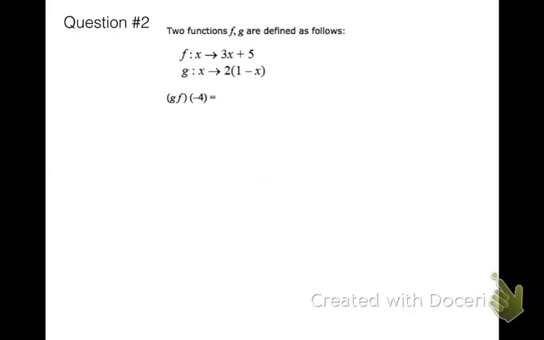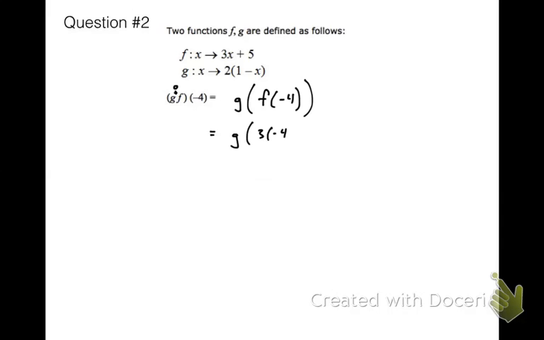So you've got two functions, f and g, and they're defined as follows. And then you are asked to do g of f at -4. This didn't come out, but it's a g of f at -4, and so this is a composition. So you're actually putting one function into the other. So I'm going to do this two ways.